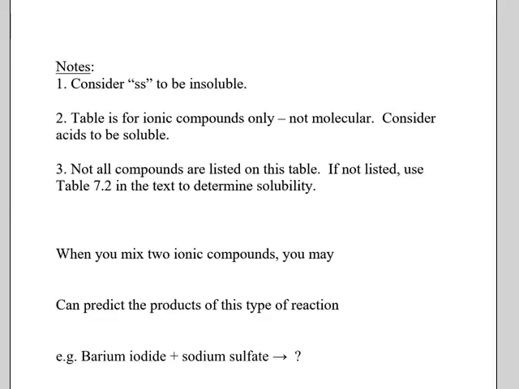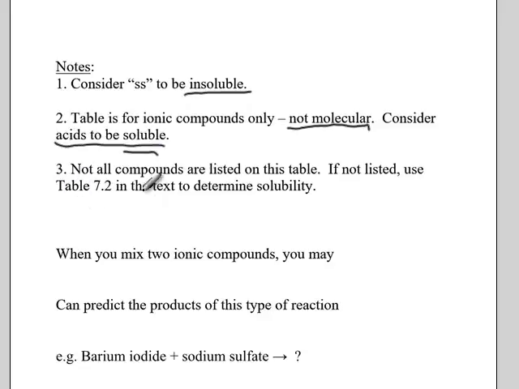Okay, some notes about this solubility chart. Some of the values in the table will say SS, which stands for slightly soluble. For our purposes, that means we're going to classify them as insoluble. And like I said before, the table only works for ionic compounds. There's no molecular compounds listed. An acid falls into the category of molecular compounds, so you won't find it on the table, but acids, for this class anyway, are considered to be soluble.